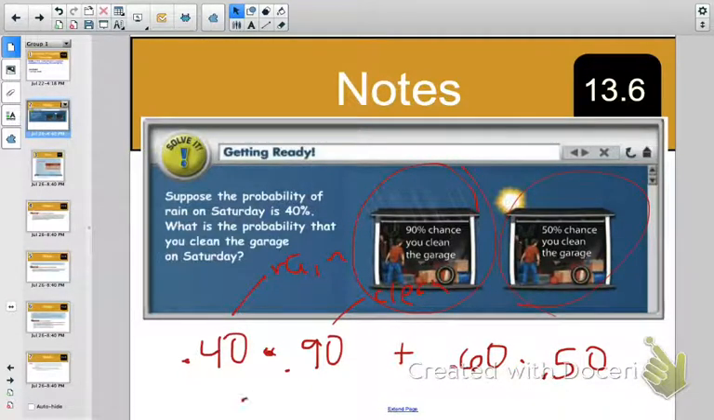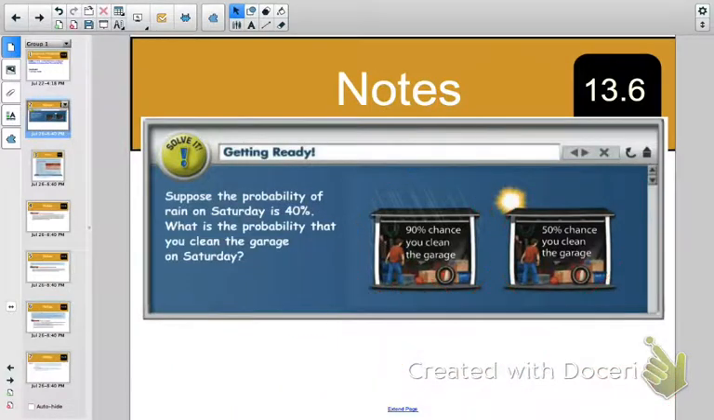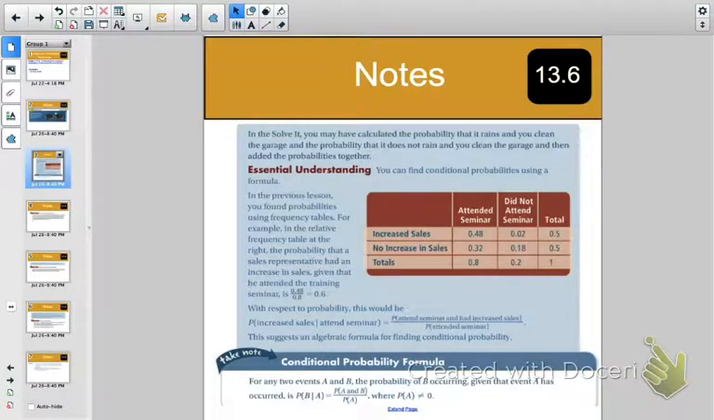So that'd be 0.36 plus 0.30, which gives us a total probability of 0.66, or 66% chance that you clean the garage. Okay, so that in a way was a conditional probability because your probability changes based on some condition, which in this case was whether it rains or not.